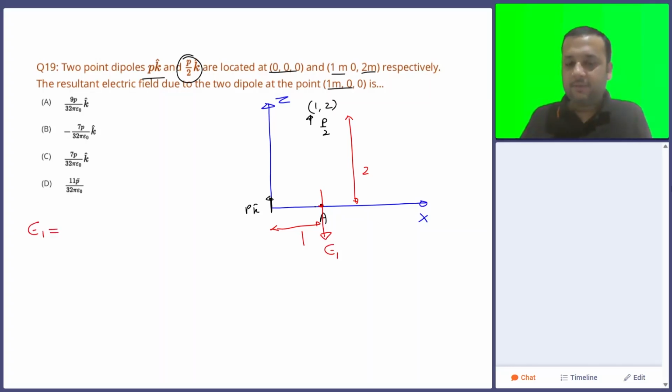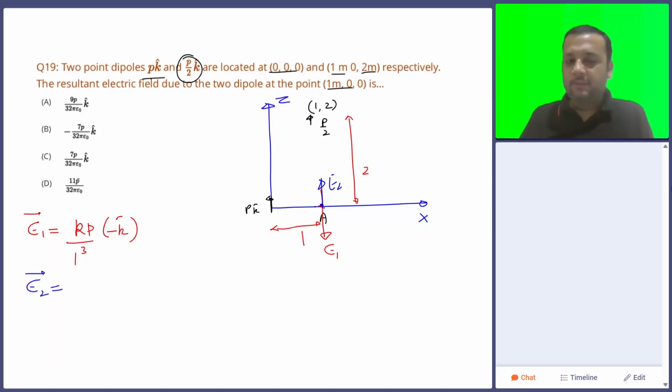That the formula will be Kp by R cube. So K into P by 1 cube, and this will be in the negative K direction as I said. Similarly for the P by 2 dipole, point A becomes the axial position. That means it is lying on the axis of the dipole. So here the electric field is in the same direction as that of the dipole. On the axial points, you might be knowing that the electric field is in the same direction as that of the dipole. So this E2 will be in the K cap direction because the dipole is also in the K cap direction.